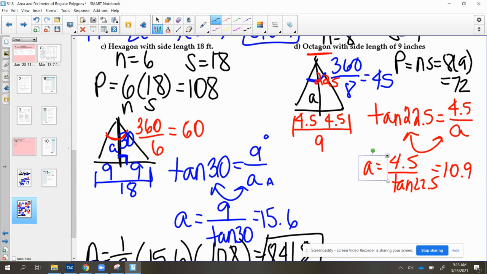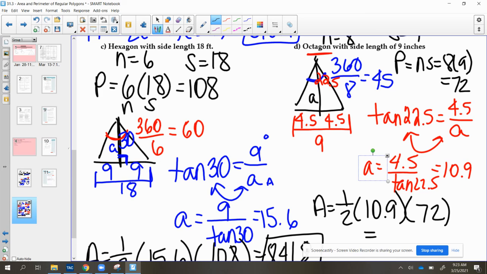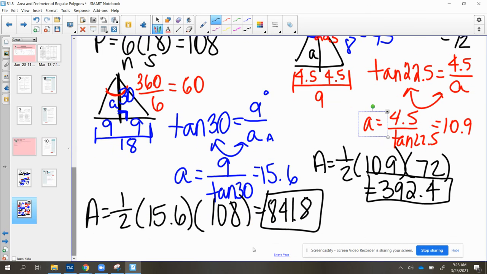Last but not least, plug this in. Half ap, 1/2 apothem times perimeter equals 392.4. Okay. So each time you're doing the same process, okay?